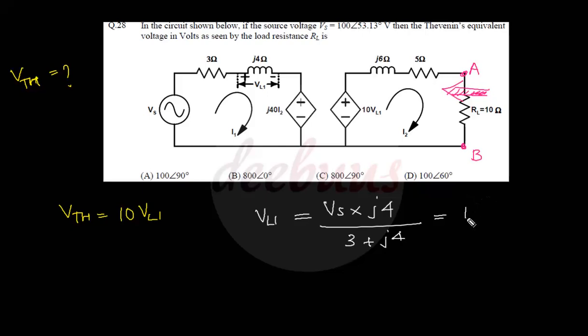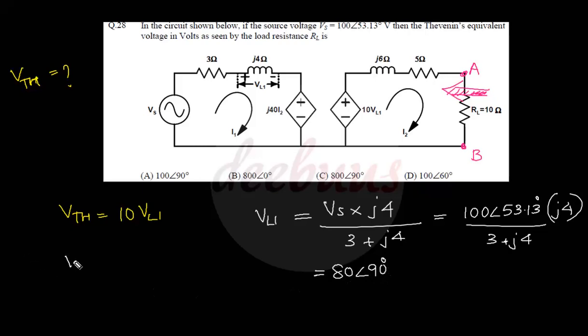Again Vs equal to 100 angle 53.13 degree from the question, right? Into J4 divided by 3 plus J4. So the answer turns out to be VL1 equal to 80 angle 90 degree, right? Now VThevenin, VTH equal to 10 times of this value, that is 800 angle 90 degree, right? So the answer is 800 angle 90 degree.